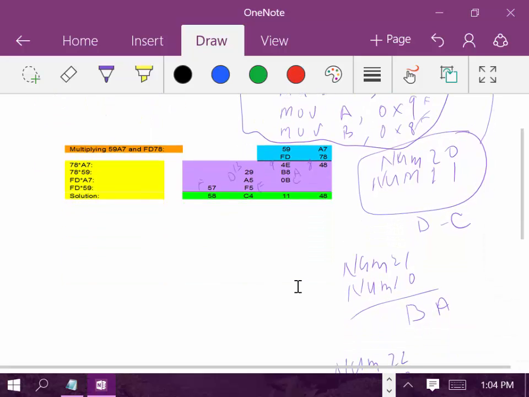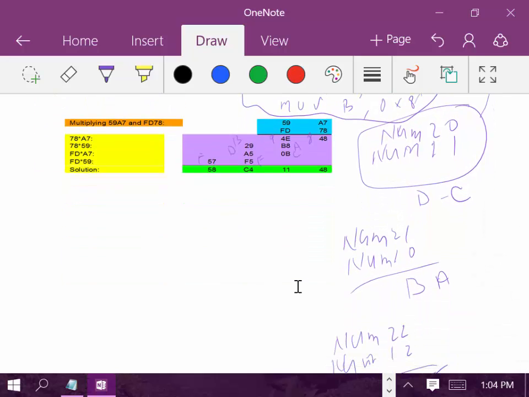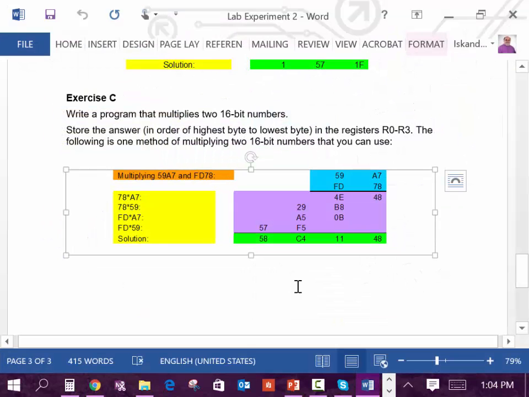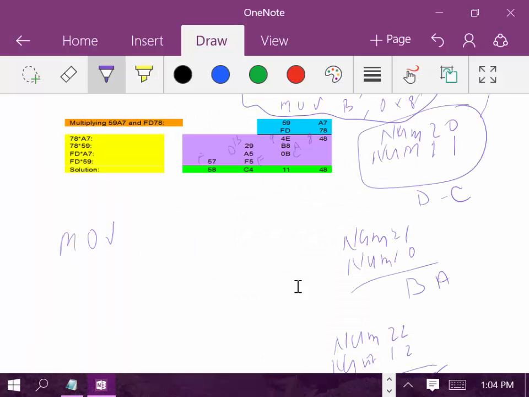Once we're done there, to get our final answer, we have to move. We could just move. And where is our answer supposed to be? Our answer is supposed to be in R3, the lowest bit right there. So we move into the R3 location.